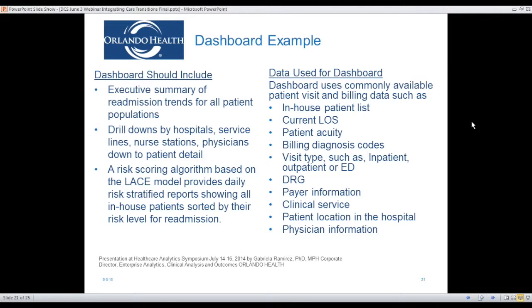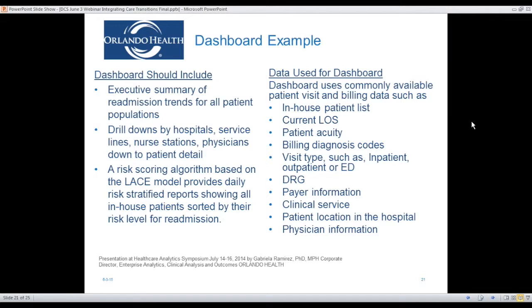Secondly, they needed to be able to drill down by different cuts, by hospitals, by service lines, by nurse stations, by physicians, ultimately down to individual patient detail. And third, they were big believers in some sort of risk scoring.